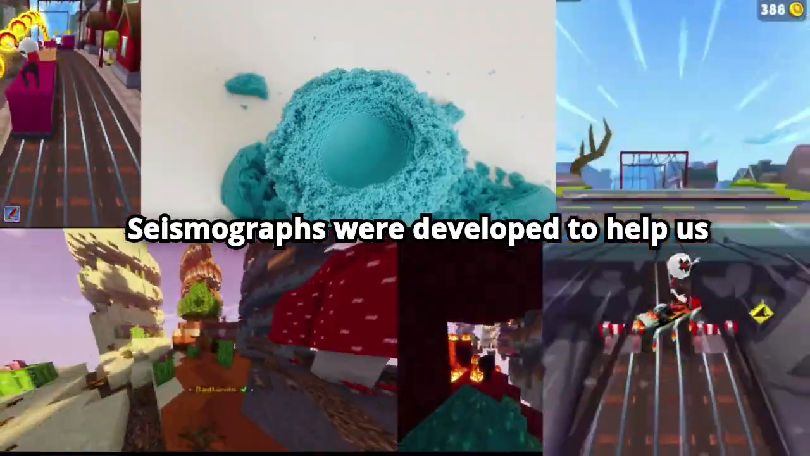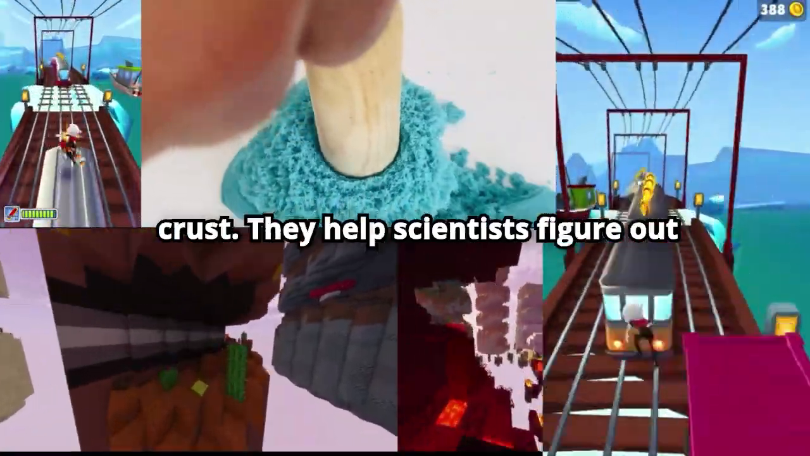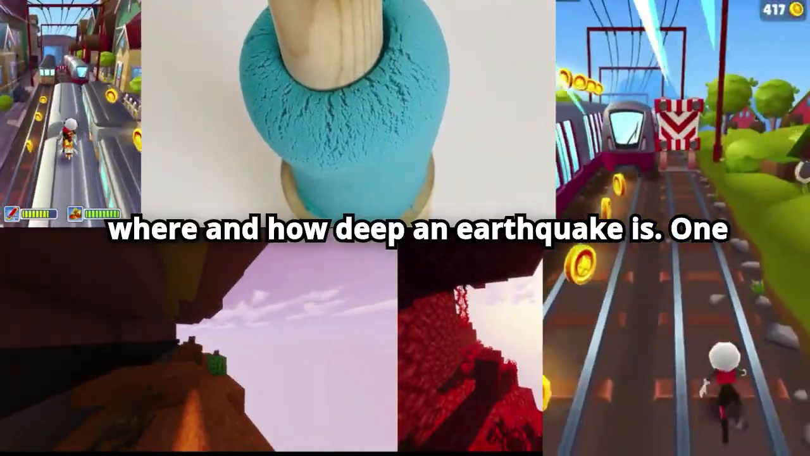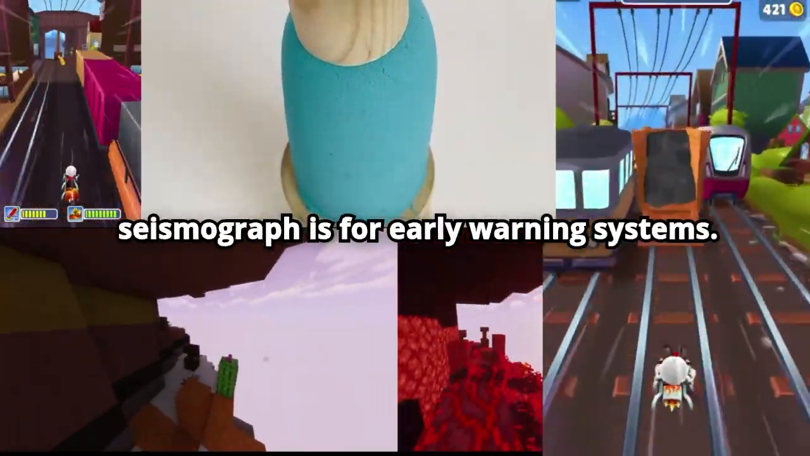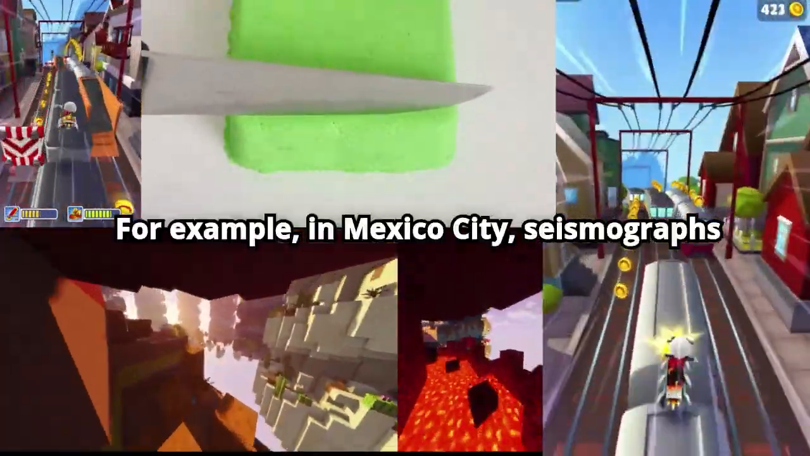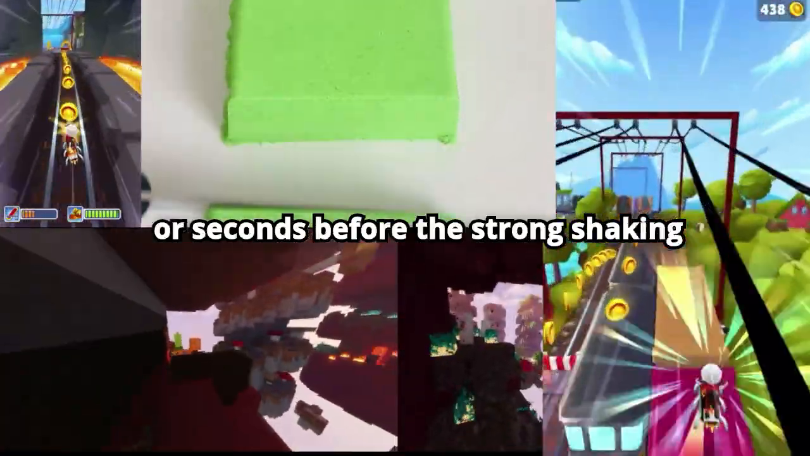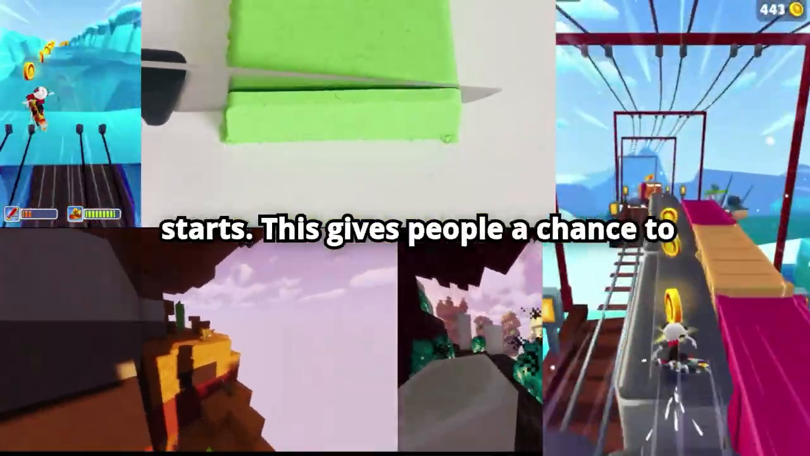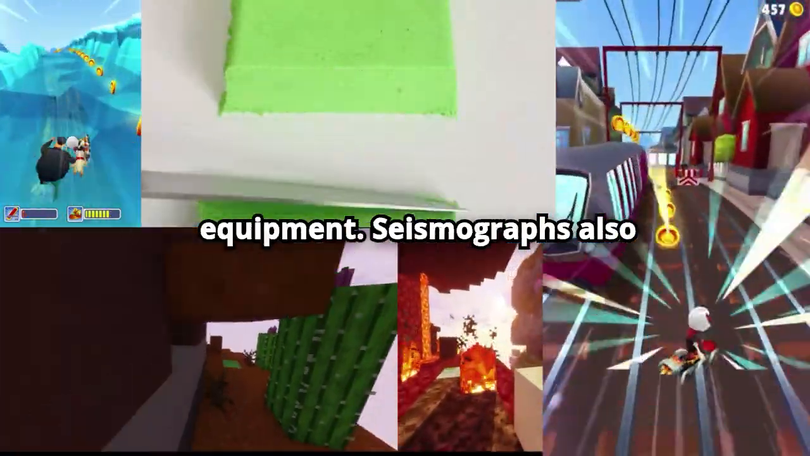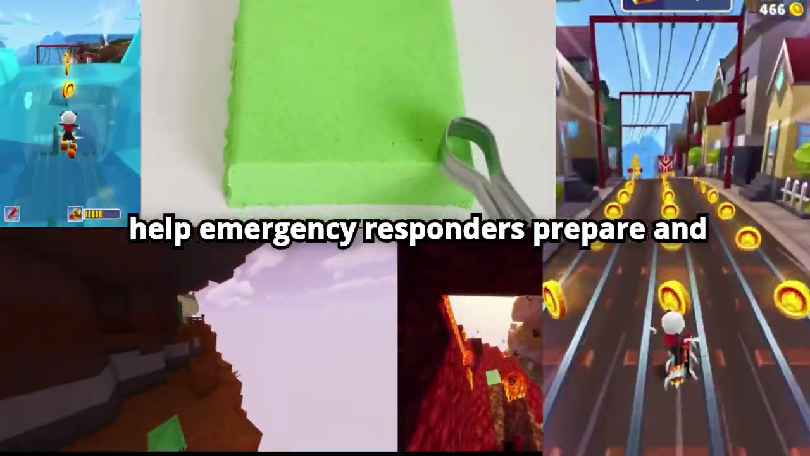Seismographs were developed to help us learn more about the Earth's interior, plate tectonics, and the structure of the crust. They help scientists figure out where and how deep an earthquake is. One of the best reasons for using a seismograph is for early warning systems. For example, in Mexico City, seismographs detect the first seismic waves and send alerts seconds before the strong shaking starts. This gives people a chance to evacuate, take cover, or stop dangerous equipment. Seismographs also help emergency responders prepare and help faster.